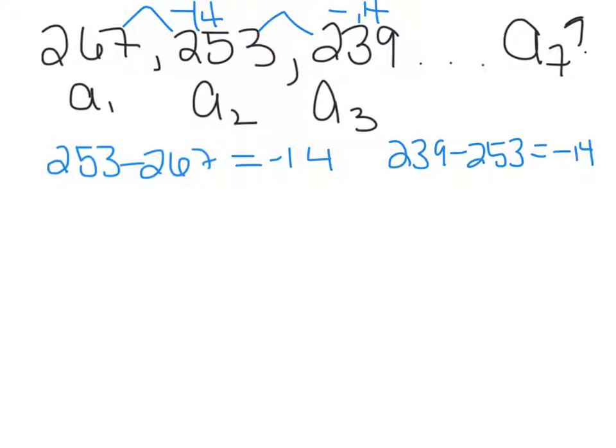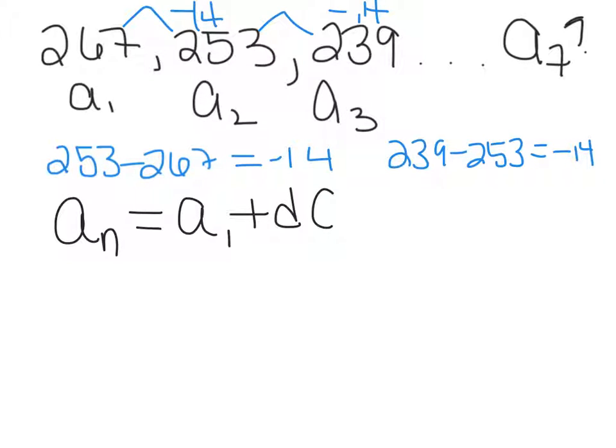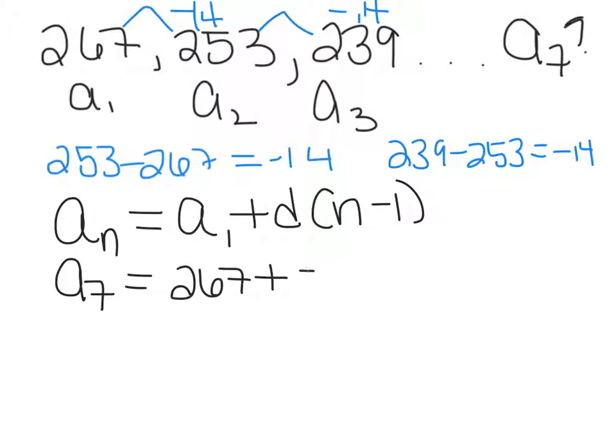So if I want to find the 7th term, again, I'm going to use that formula that says a sub n, my nth term, equals my first term plus my common difference times the number of terms minus 1. So I want to find the a sub 7th term. My first term was 267. My common difference is negative 14. And then I'm going to plug in a 7 minus 1. And you can actually just type this whole thing in your calculator.